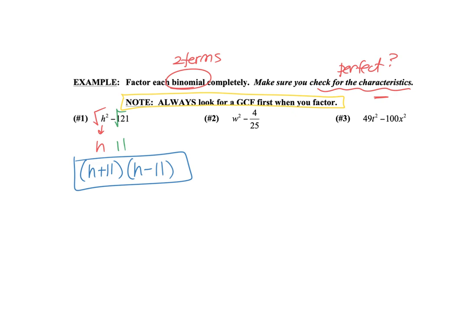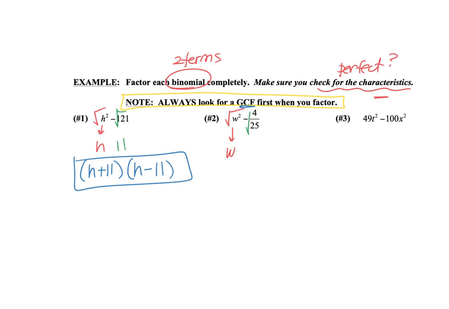Okay, number two. Same question. Now, it looks weird. It looks more difficult because there's a fraction there. My first question still should be, is there a GCF? Do you think there's a GCF of w squared and then a number? No. Okay, so then my next question is, if it's two binomials like that, are they perfect squares? And are they being subtracted? So, is w squared a perfect square? Yep, because the square root of w squared is w.